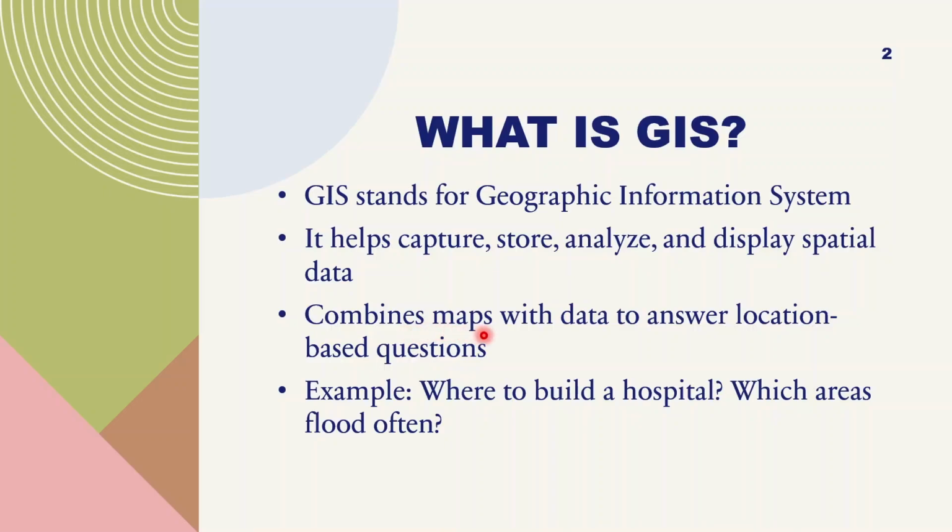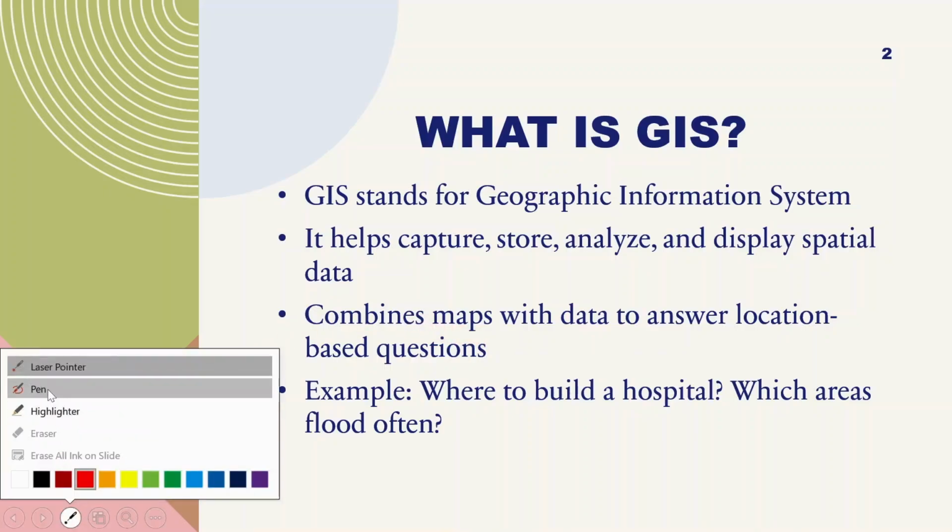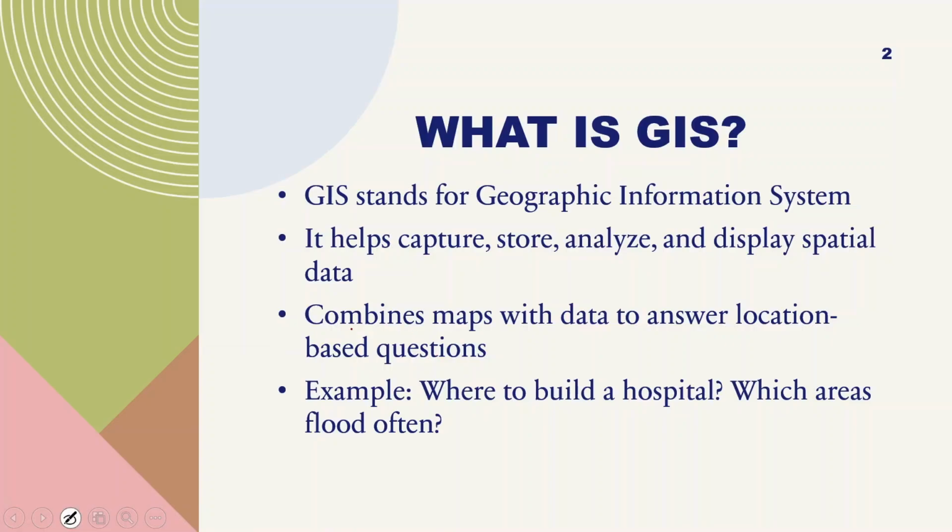With GIS, we are not just looking at a map on a sheet of paper as we used to do in the Ptolemaic era, where we just used paper maps. This time we combine these maps with data. So the maps are not just drawn, but we have added some data, called metadata, to it. So it will answer location-based questions.